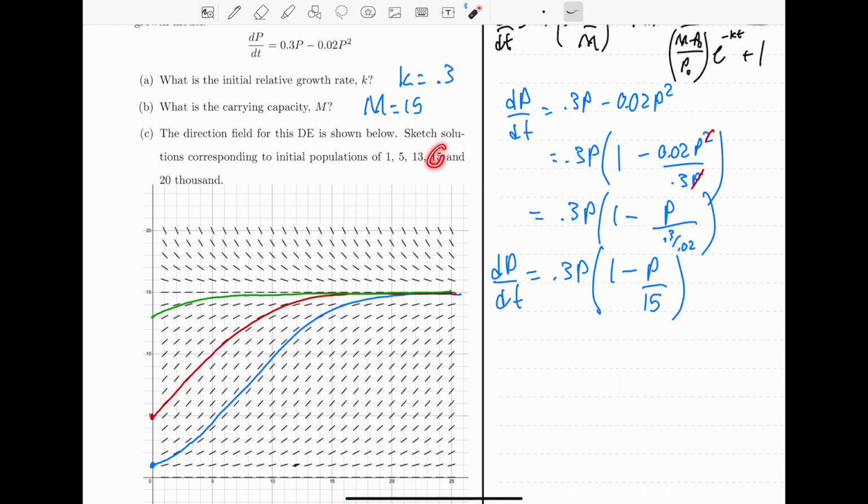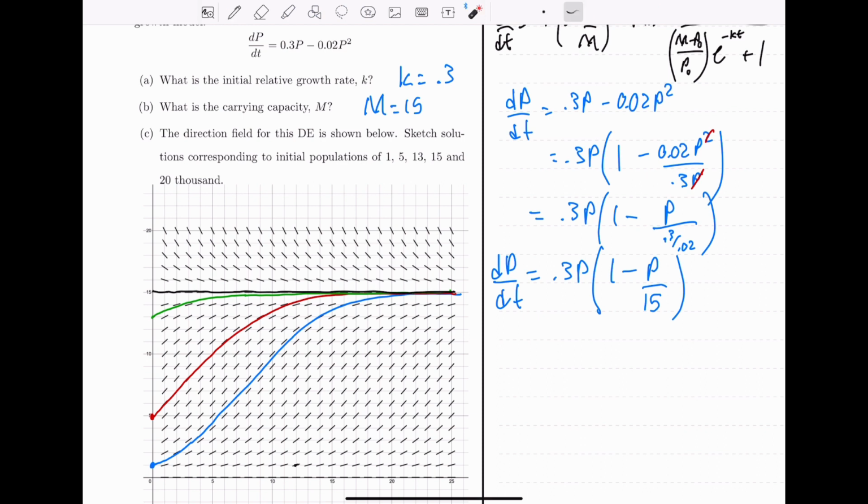What if we start with a population of 15? Well, if we start with a population of 15, then we're already at the carrying capacity. That's right here. And since that's the carrying capacity, we have the equilibrium solution. The population just stays completely static. It neither grows nor declines. So we have a perfectly horizontal line here.